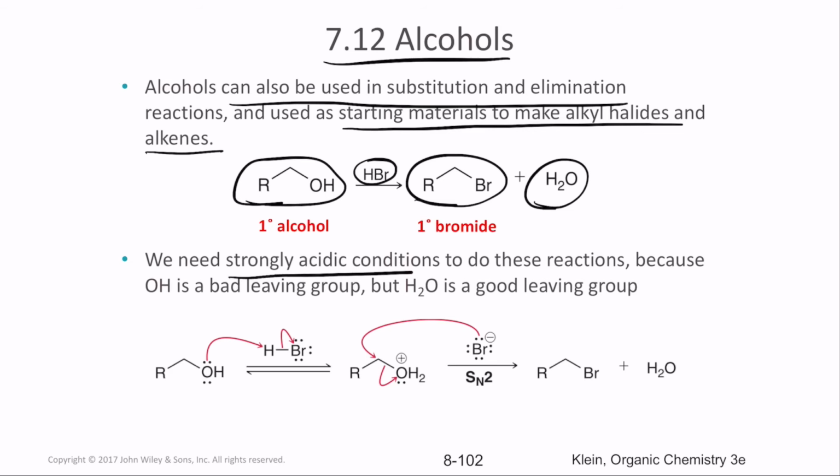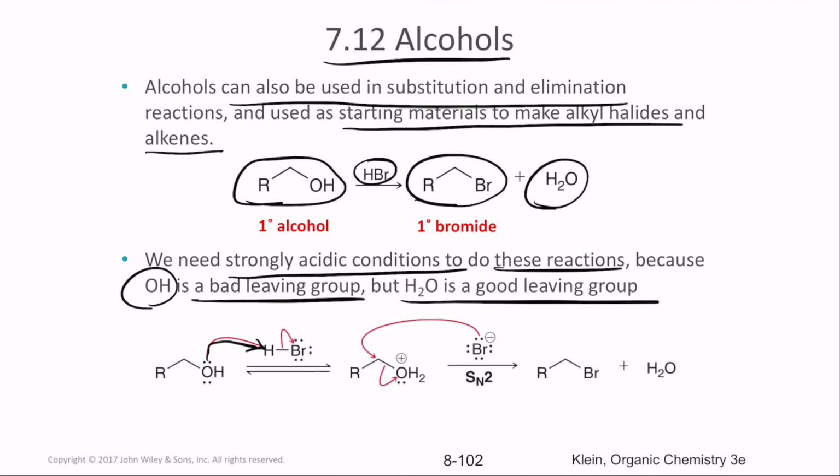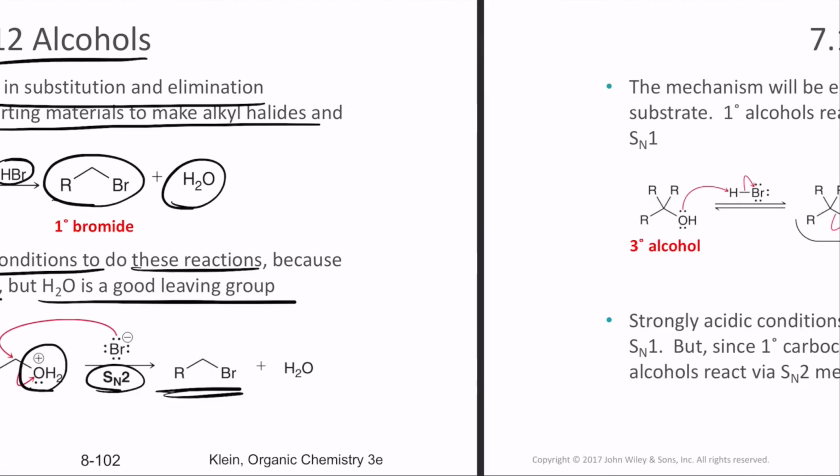Now we need strongly acidic conditions to do these reactions, because the problem here is that OH is a really bad leaving group. So to make it a good leaving group, the first thing we need to do is convert that OH into H2O, which means first the alcohol undergoes a proton transfer, taking a proton from the hydrohalic acid and resulting in the formation of H2O. Once the H2O leaves, the bromine attacks under an SN2 reaction and forms the alkyl halide.